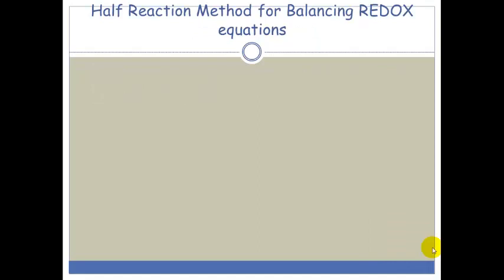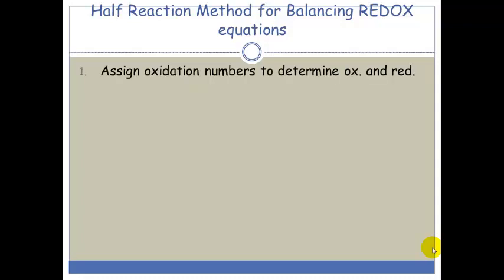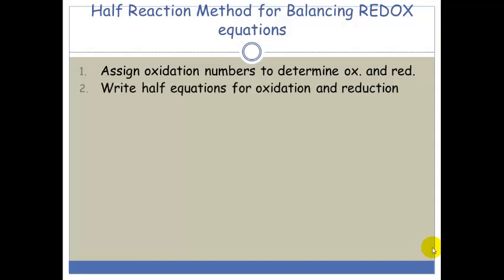To balance a redox equation, it's not as simple as it used to be, where you could just add up the atoms on the left and add up the atoms on the right, because now you have electrons coming into play. The first step to balancing a redox equation is to assign oxidation numbers to determine oxidation and reduction. The second step, you're going to write your half reactions for oxidation and reduction.